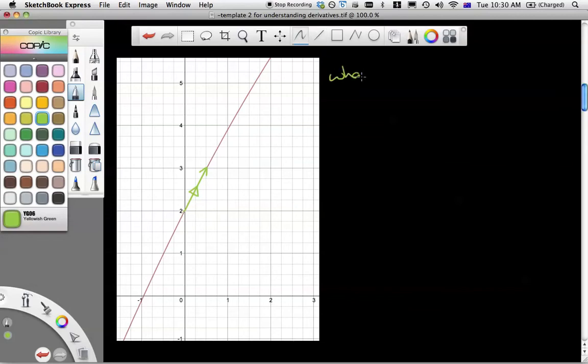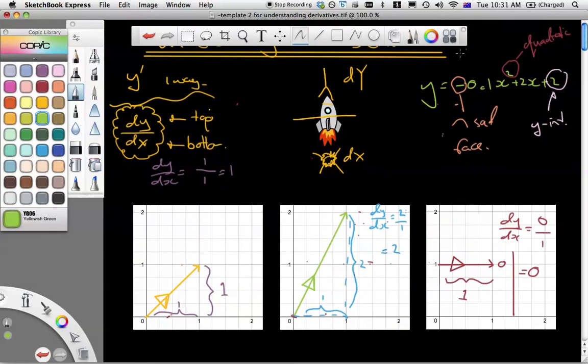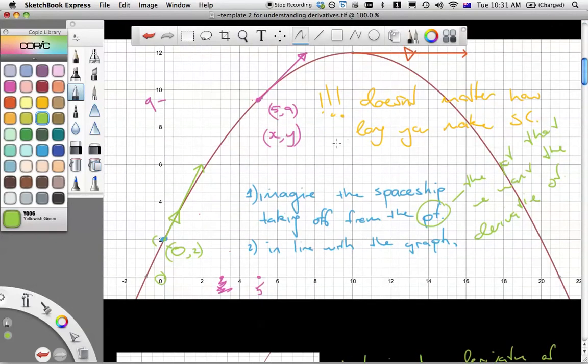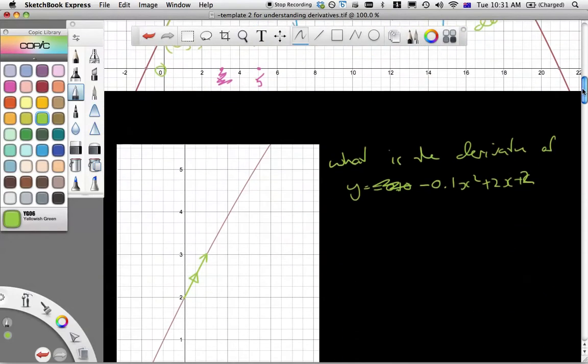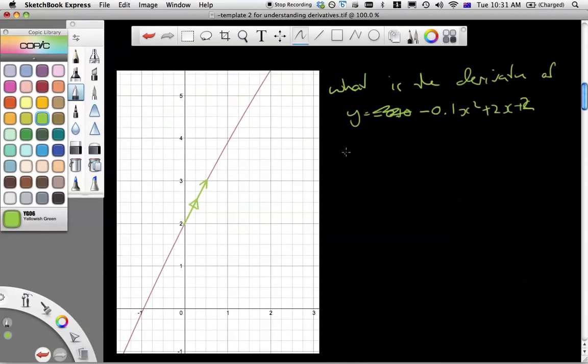So the question is, what is the derivative of our quadratic, which is y equals negative 0.1x squared plus 2x plus 2. Remember that was the one we had up here, this one, and then it was this whole graph, and now we're just zooming in on a small section. So what is the derivative of this whole graph at the point (0, 2), where 0 is our x and 2 is our y? (0, 2).